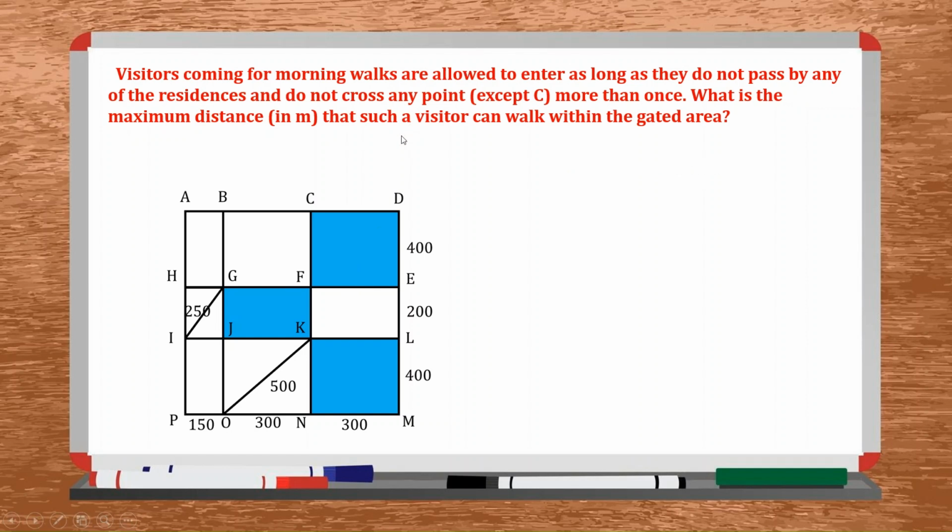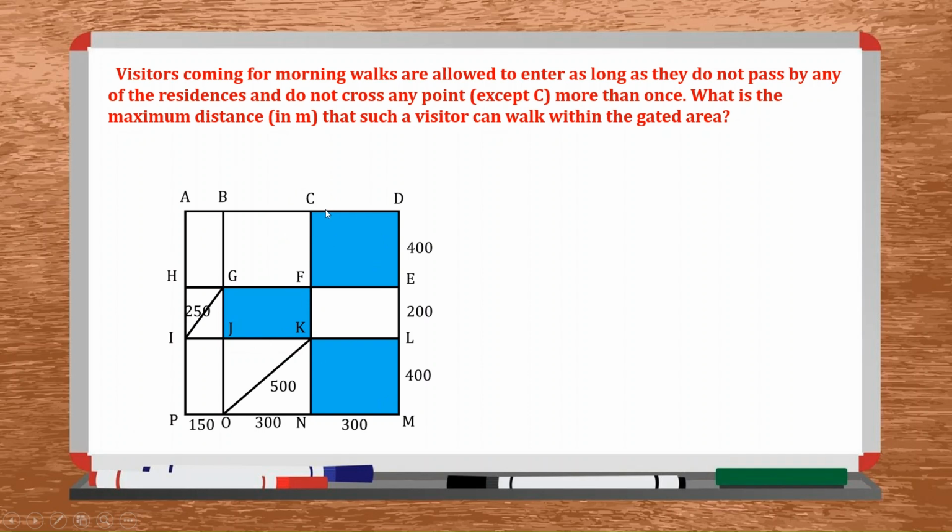Next we have visitors who are coming for morning walks and they enter the point C and they cannot cross any point more than once except C and they cannot travel along the residences. So I have residences along AH and ML. So I'm not going to travel through AH and ML. So if I cover all the rest of the points, then I'll have the maximum path. So let's see if I can cover all the points.